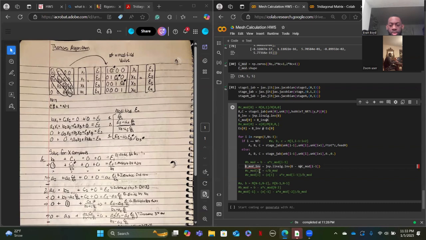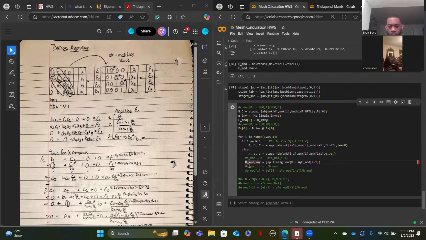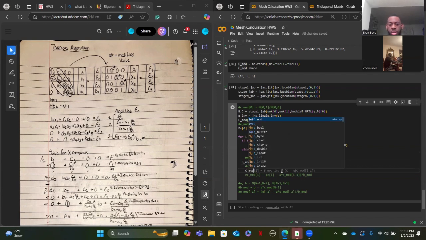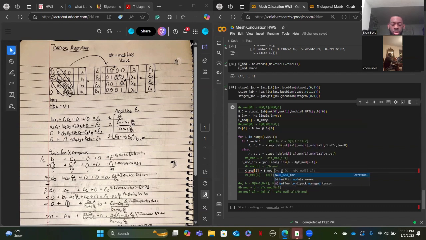And then this needs to be also in the for loop, which I think it is. Is it not? Maybe that'll help. Well, it shouldn't be in that loop. There we go. Next we have our C mod. So our C mod at I, so at the respective stage, is equal to our B mod inverse, matrix multiplication of our C.